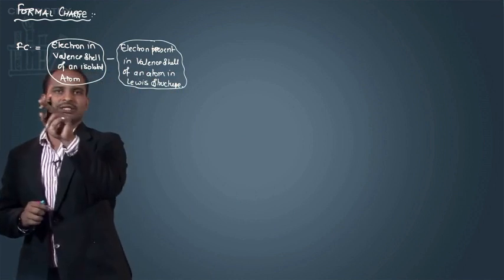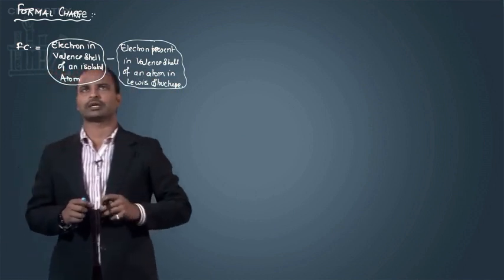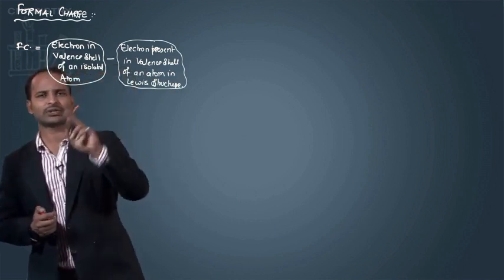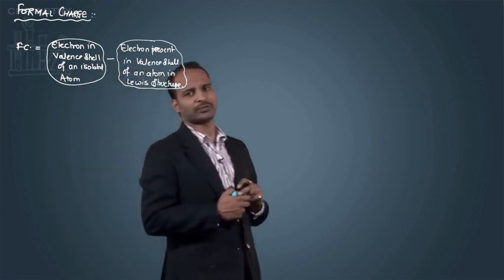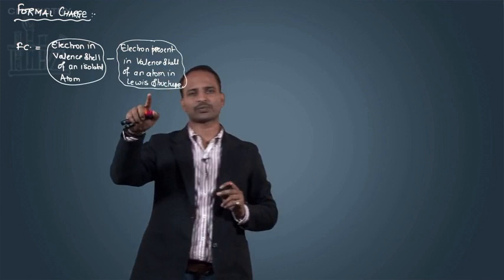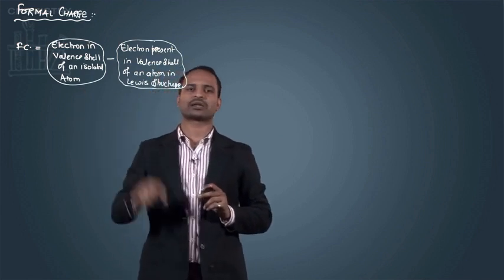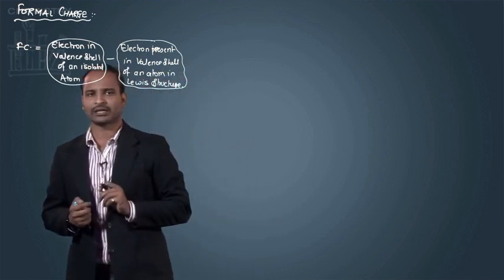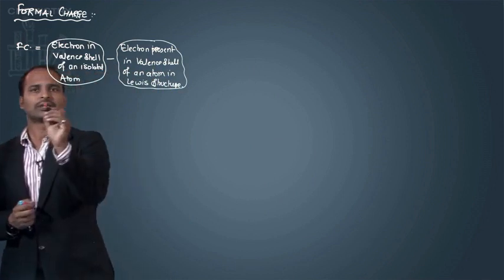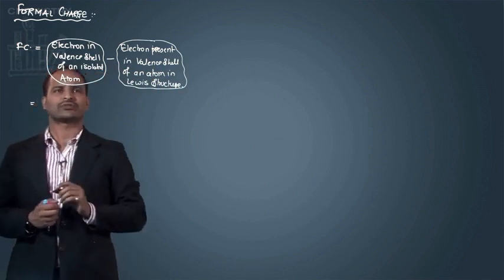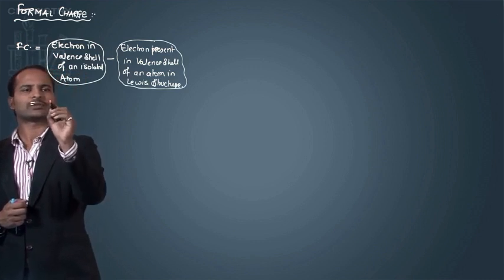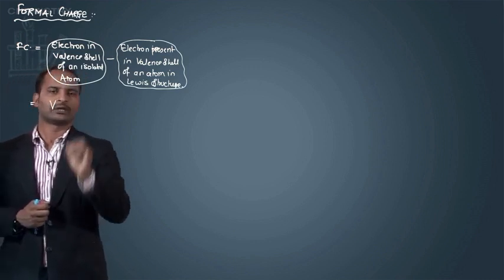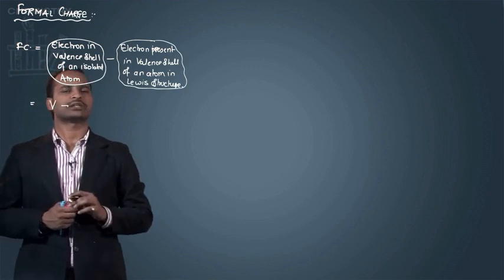The answer may be positive or it may be negative. If the electrons in an isolated atom are more compared to the Lewis structure, then the formal charge will be positive. And if the isolated count is less than the actual electrons, then the formal charge is negative. Now, I represent the electrons in the valence shell of an isolated atom by the capital letter V, minus the electrons present in the valence shell.